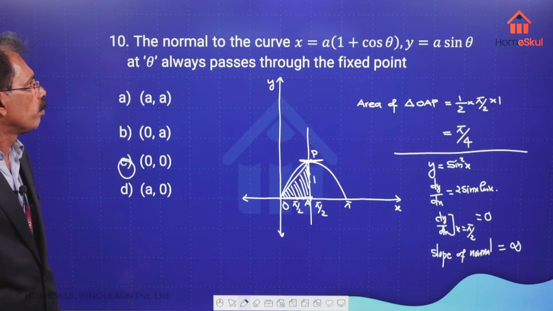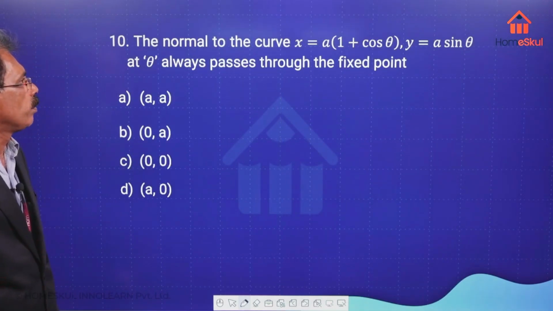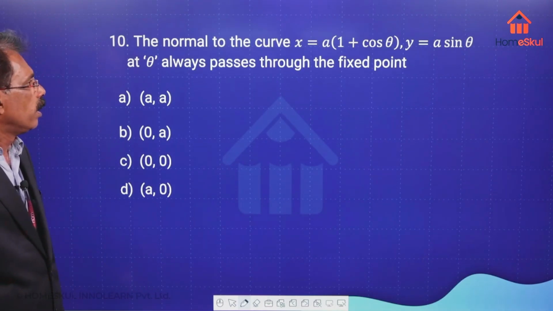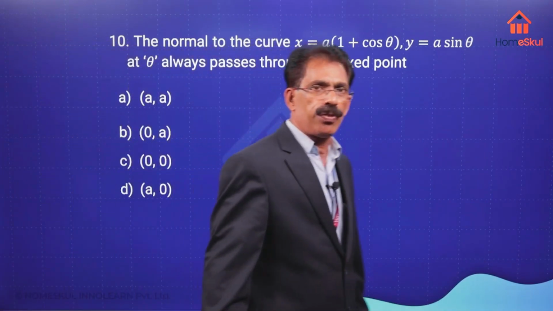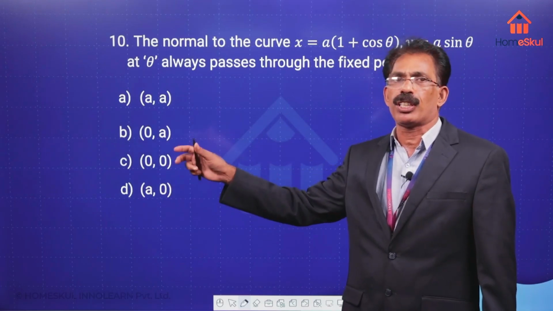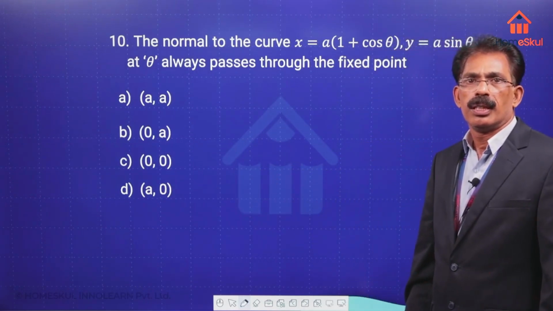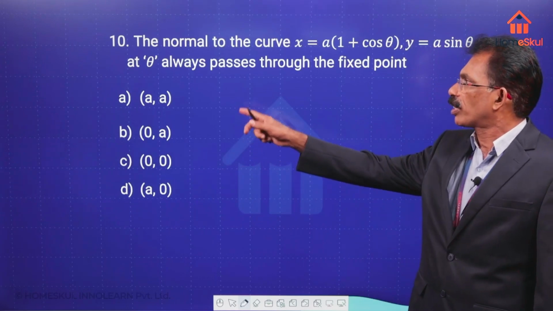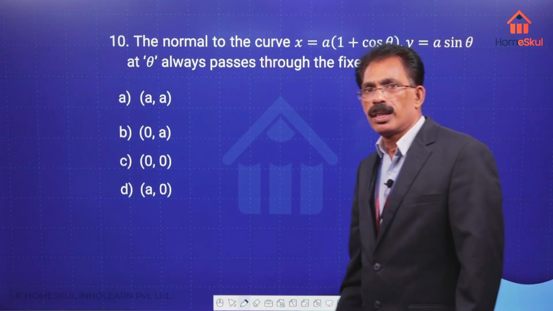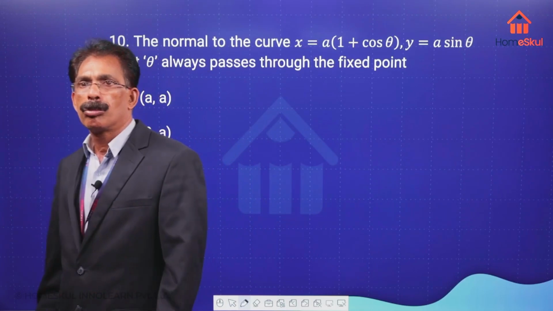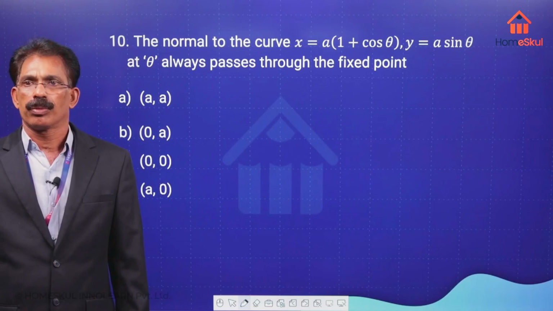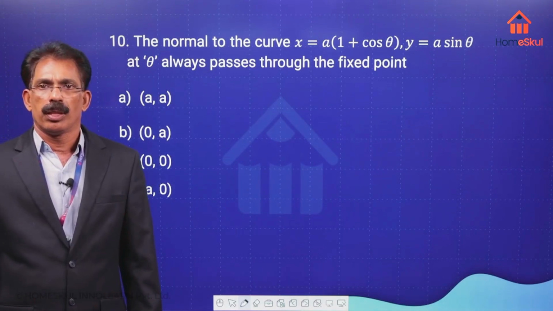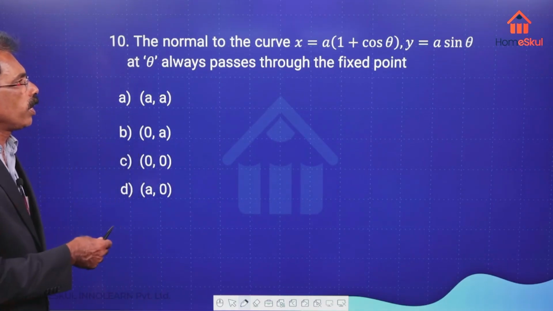Got the next question. The normal, in this case, always passes through a fixed point. So we have to find the normal and verify which point it passes through. We are just examining which point is satisfied. Yes, this question is going to homework. Let's skip that question and go to the next one.